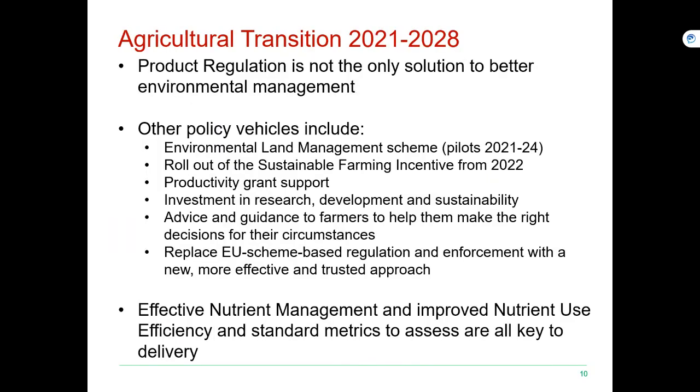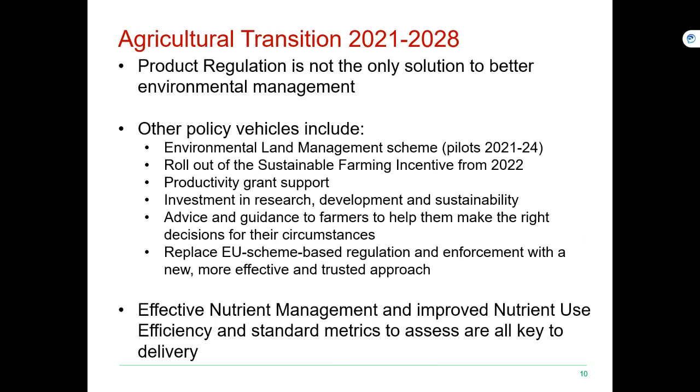Now, of course, product regulation is not the only solution to better environmental management. The Agricultural Transition Plan has recently been published by government, and this sets out the overarching changes that we're going to make to agricultural policy in England from the 1st of January 2021 this year. It also covers what those changes will mean for farmers and land managers.